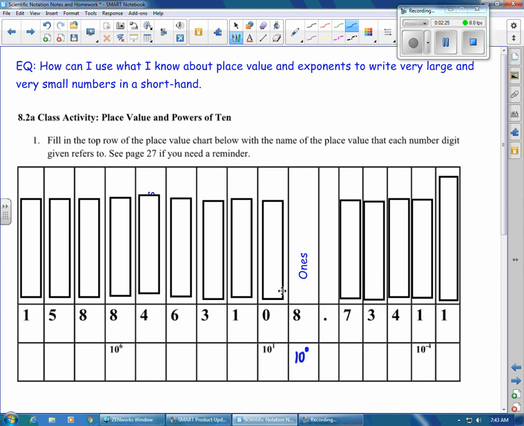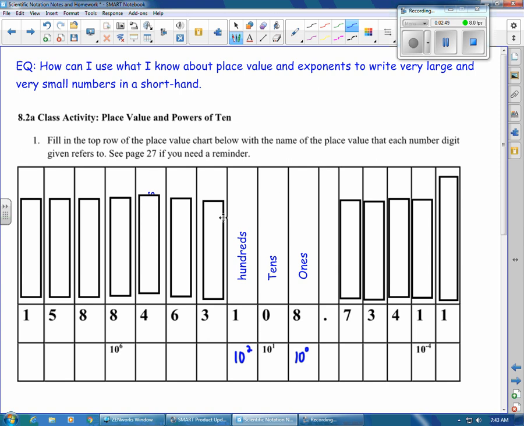But just to name this column, this is our tens column. So if we have two digits next to each other, we say that they're in the tens. The next column is our hundreds column. And how would I write 100 as a power of 10? That'd be 10 to the power of 2, because that means 10 times 10 would be 100.